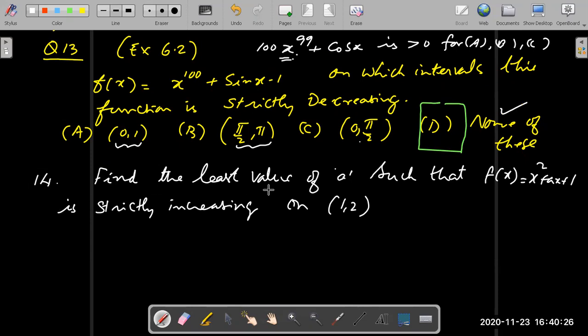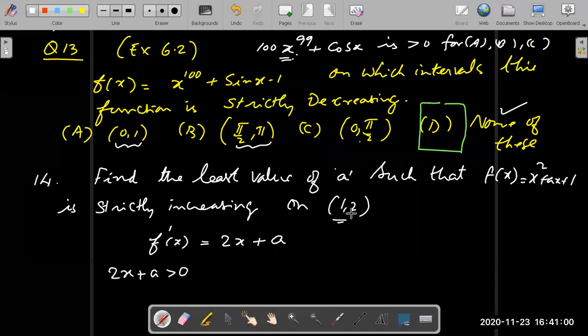Next question is find the least value of a. That means there may be many values for a such that x square plus ax plus 1 is strictly increasing on this interval. So we do f dash x, and we get 2x plus a, the differentiation of this. So it should be strictly increasing. That means 2x plus a must be greater than 0.